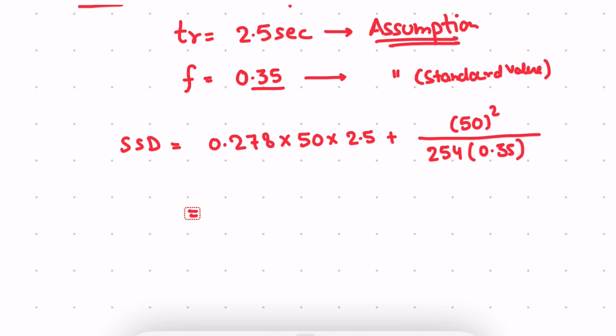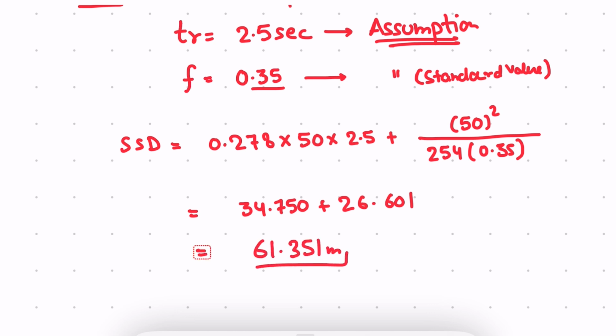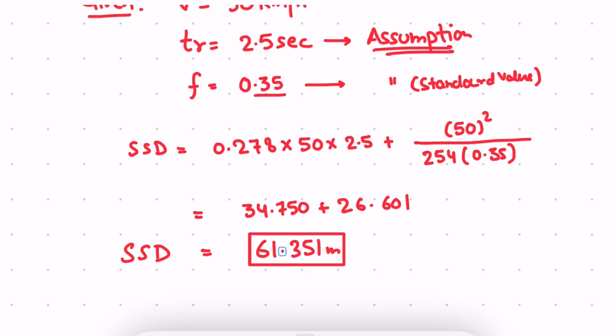So you will have 34.750 plus 26.601. Okay, so this will come out to be 61.351 meter. Okay, so this is the stopping sight distance that we have to find, that is suitable for the road, 61.351 meter.